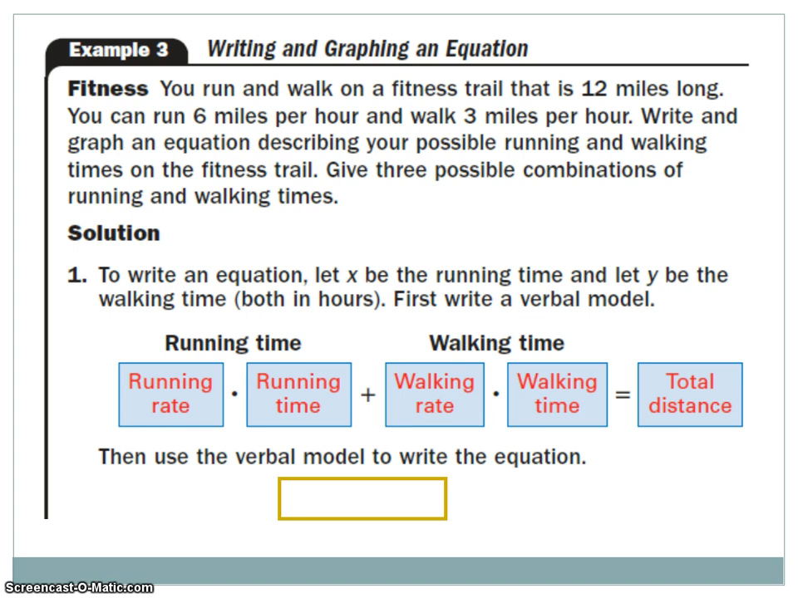Okay, when you run and walk on a fitness trail that is 12 miles long, you run 6 miles per hour and walk 3 miles per hour. Write and graph an equation describing your possible running and walking times on the fitness trail. Give 3 possible combinations of running and walking times. First of all, I made it into a verbal model, and then here is your equation.